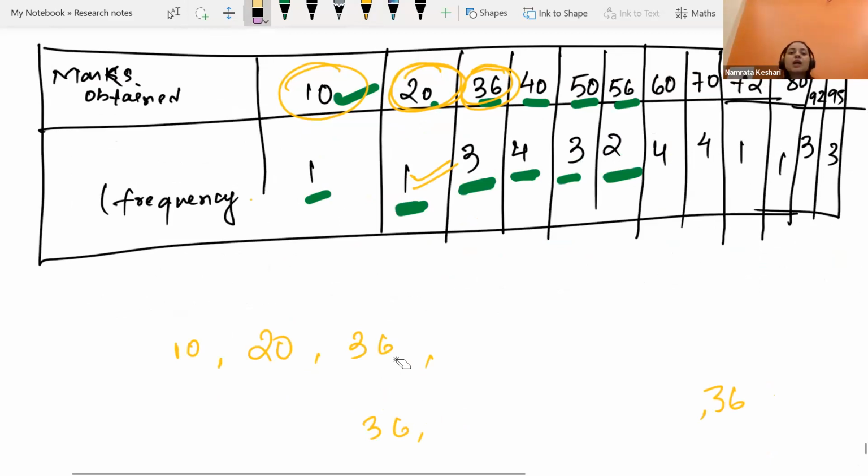Frequency means how many times a certain data is repeated. Here, how many students are there who have got 10, how many students are there who have got 20, and so on.